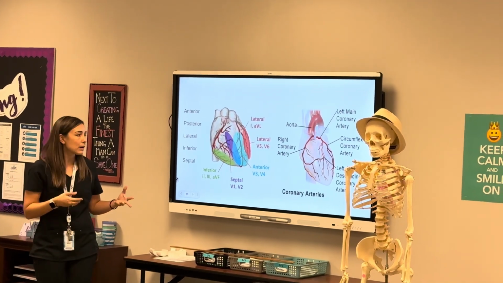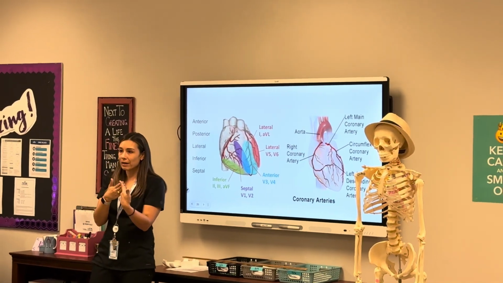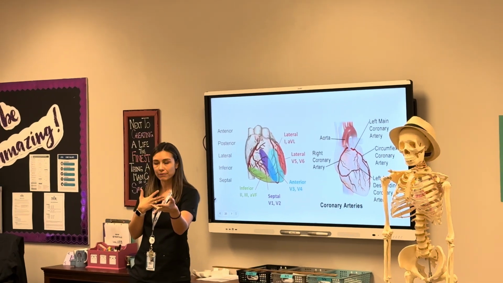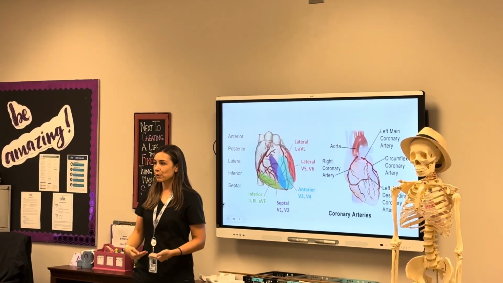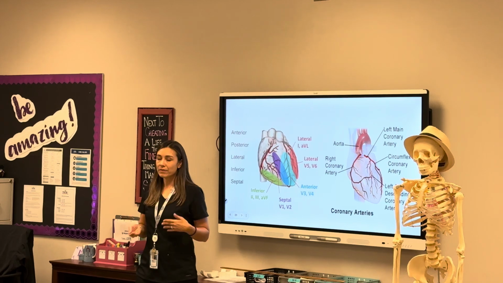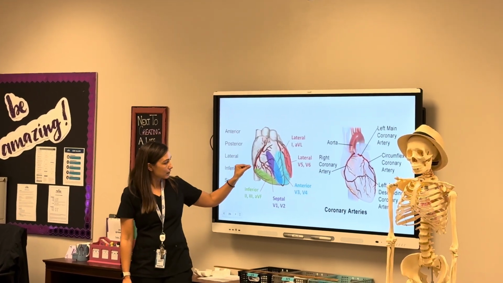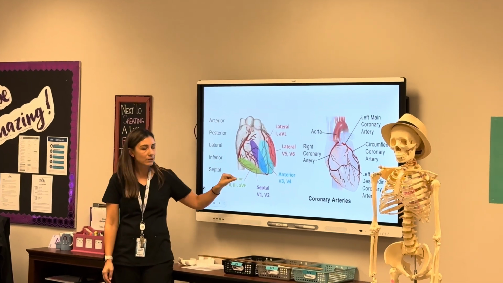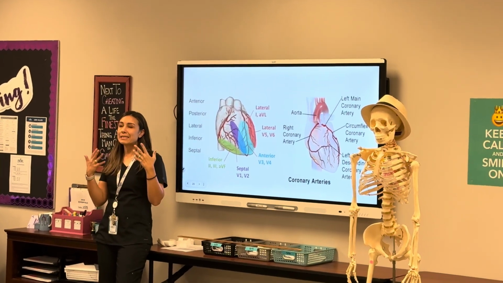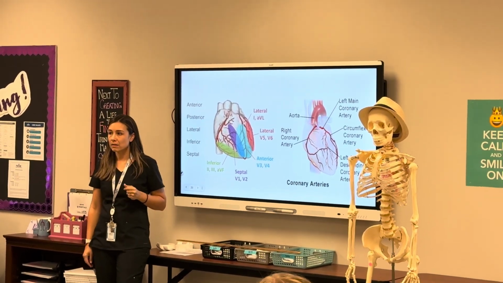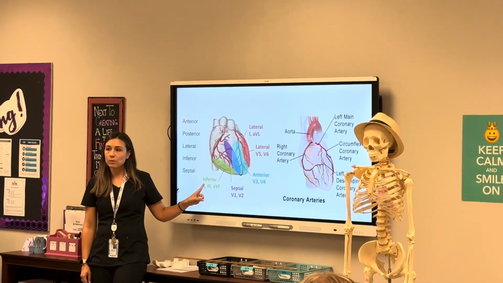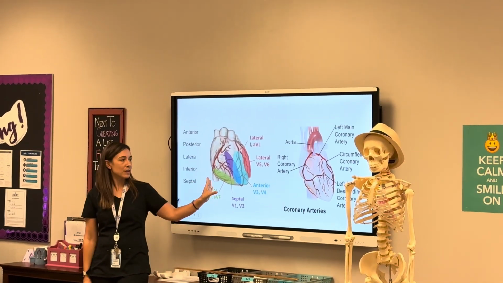So, remember, how do I know? Go back to your elephant. How do I know if there's a problem with the trunk of my elephant versus the tail? How do I know if there's a problem with the belly? All of the things. So how do I know if there's a problem with my RCA? Look, my RCA runs over here. So what views are going to give me insights to my RCA? 2, 3, and AVF on my inferior views.